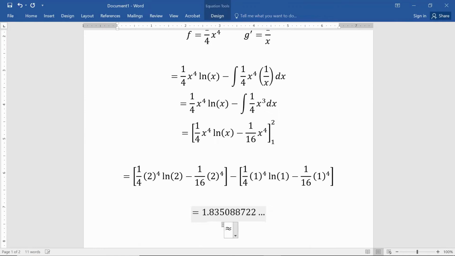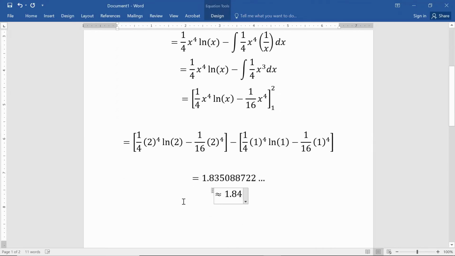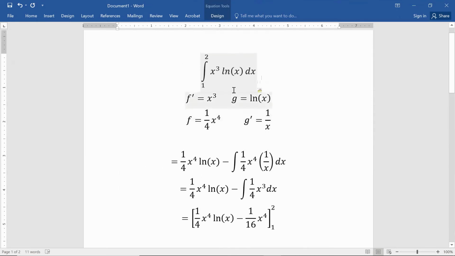Moodle is probably going to ask you to round it to approximately 2 decimal places or something like that. If it asks you to round to 2 decimal places, that's 1.84. If it asks you to round to 3, 1.835. So this is the way to do definite integrals when we have to use integration by parts. Again, don't try to use the bounds in the middle steps. In the middle steps, just find an antiderivative that you want to use and then put in the bounds.